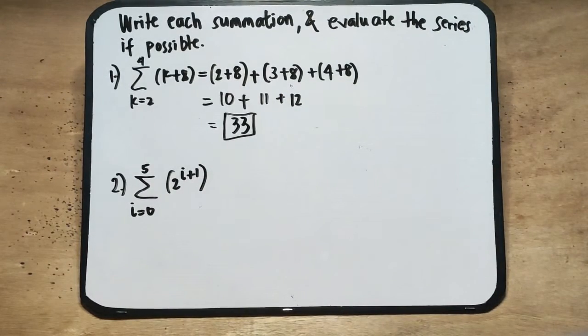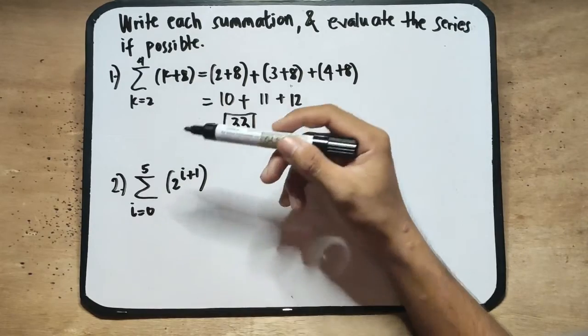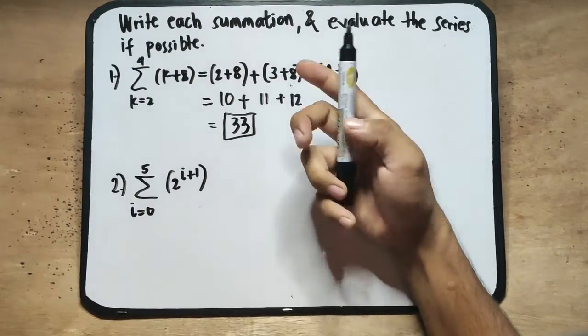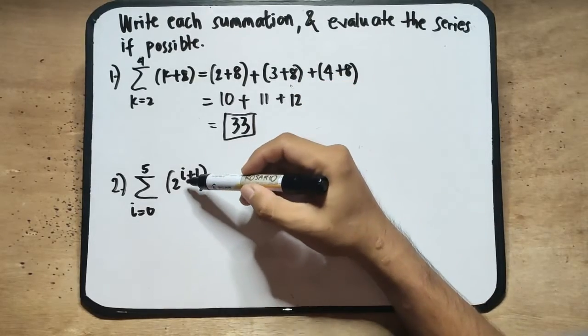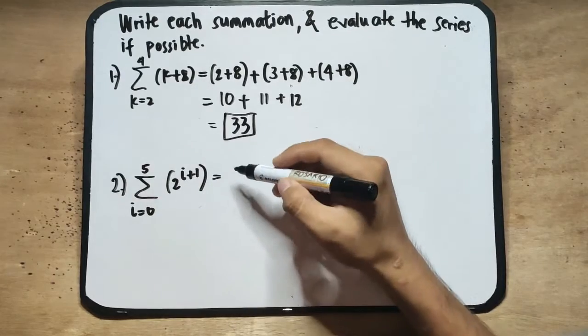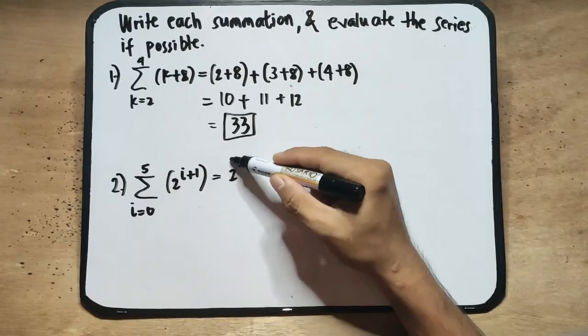For the second item, we have the summation of 2 raised to I plus 1 from 0 to 5. So, substitute natin sa I yung numbers from 0 to 5. So, ilan yun? We have 0, 1, 2, 3, 4, and 5. So, there are 6 values to be substituted dito sa I. So, the first one is 0. So, we have 2 raised to 0 plus 1.